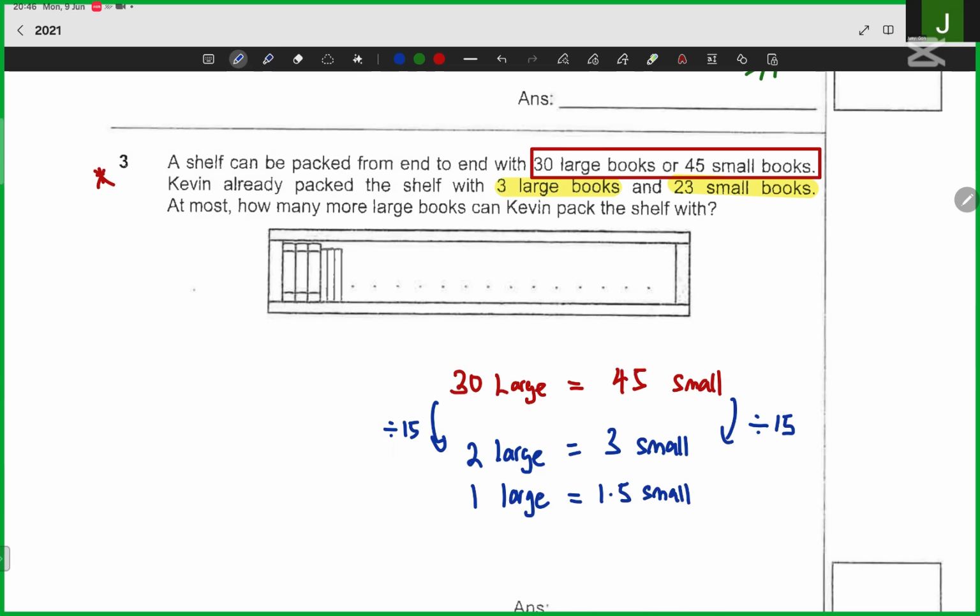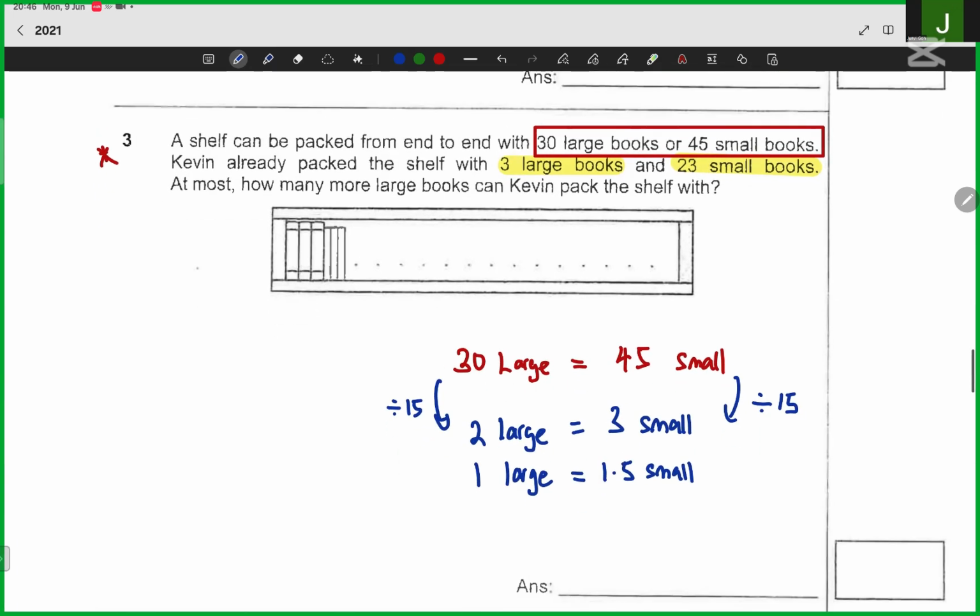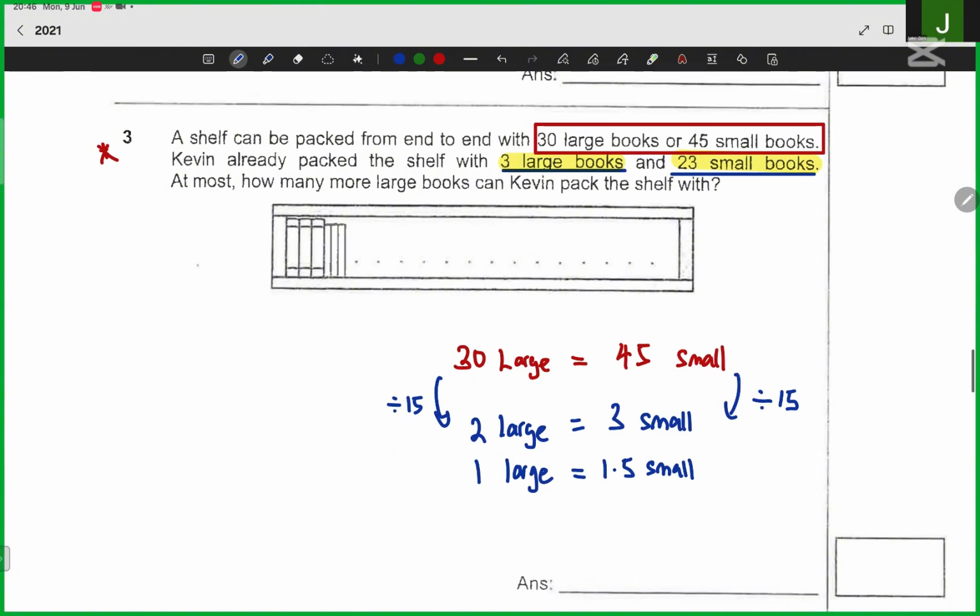At most, how many more large books can Kelvin pack the shelf with? Kelvin wants to pack more large books inside it. So we want to find out what is the space that has already been used. So 3 large is equal to 4.5 small. So 23 plus 4.5 is equal to 27.5 small.